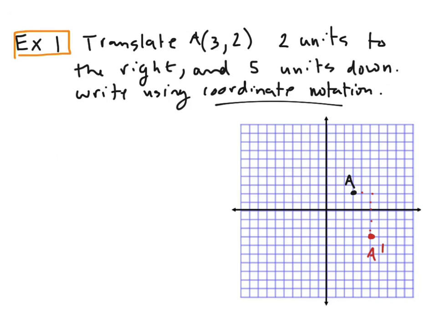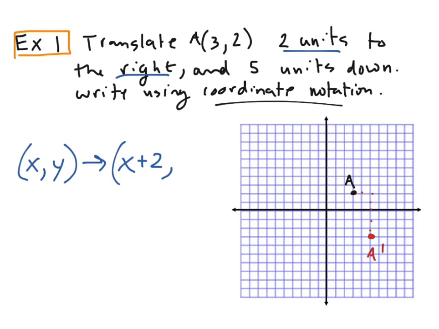If you take an x and a y, x comma y, you can translate it by saying how much you moved left or right, how much you moved horizontally. Here we moved 2 units to the right. That means positive, because to the right is positive. So x plus 2. And then 5 units down, that's in the vertical direction, so that goes up and down. So you use the y, and it's downwards, so that's negative, minus 5. So that's coordinate notation.